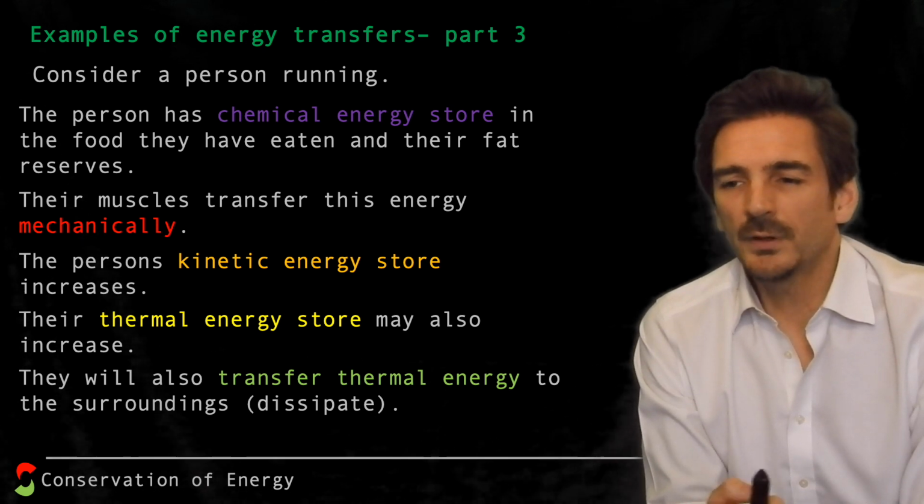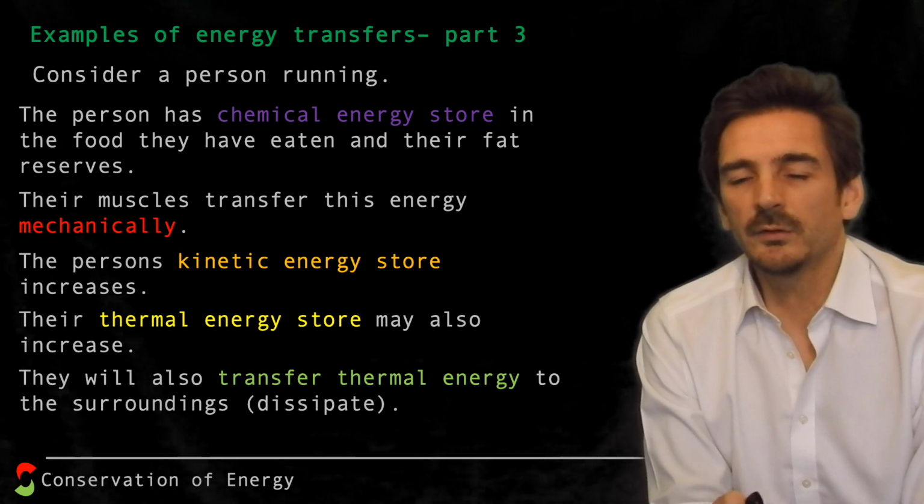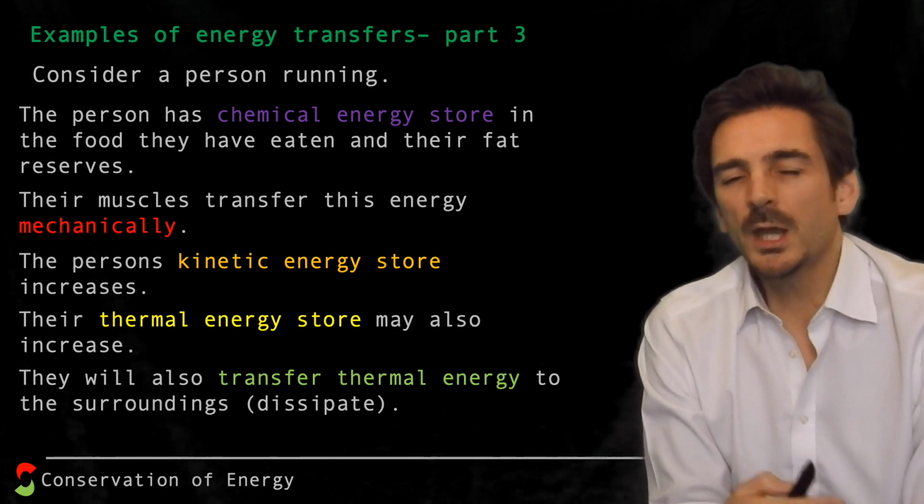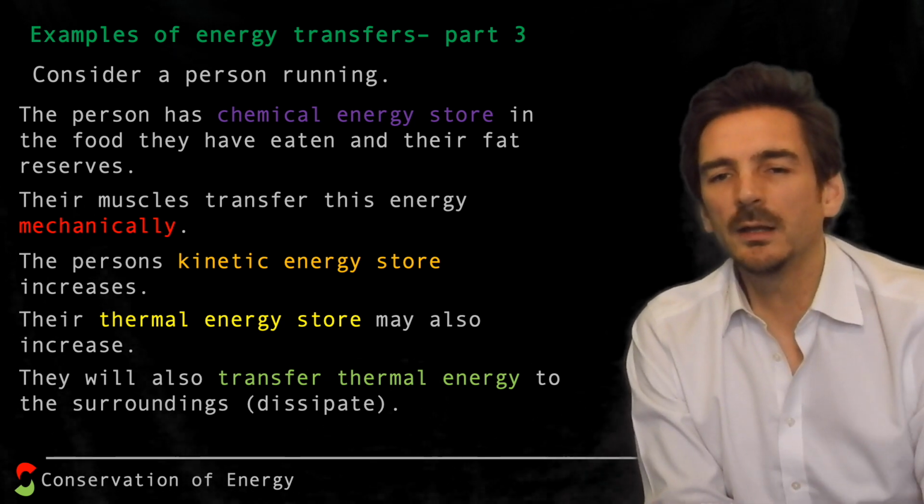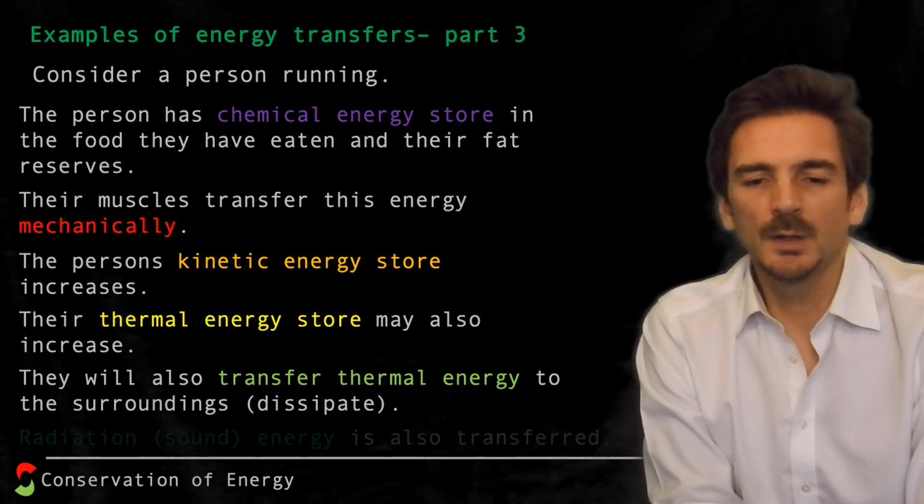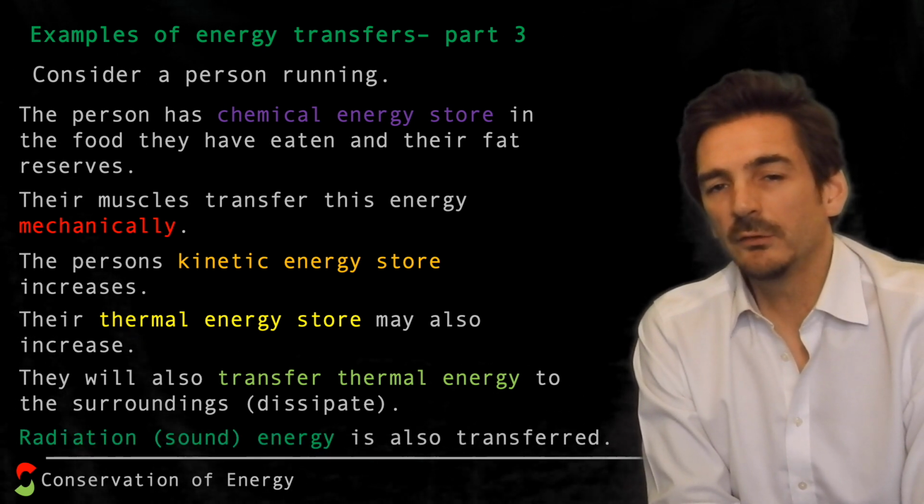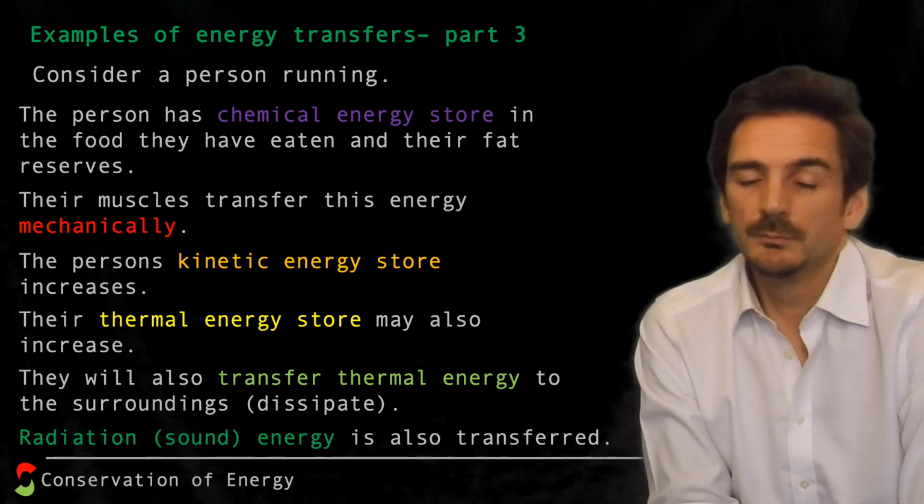It's a very good word to use in physics to describe energy that's been transferred to the surroundings, and we can't ever grab it and use it again. It's wasted completely. And we can also maybe produce some wasted radiation energy in the form of sound when we run.